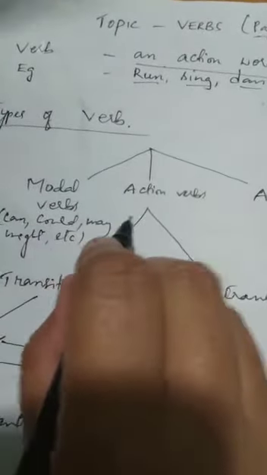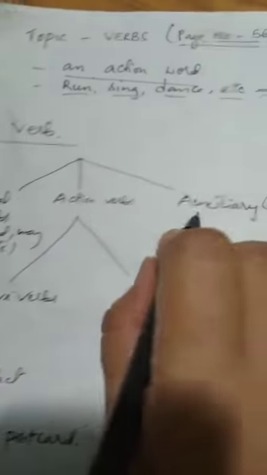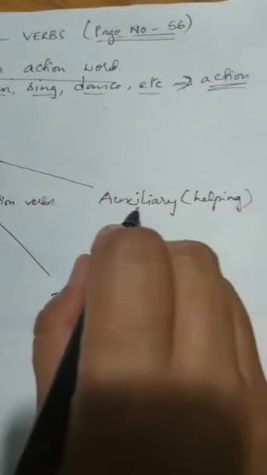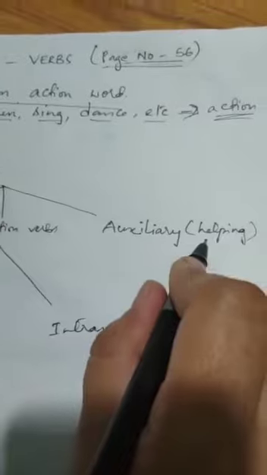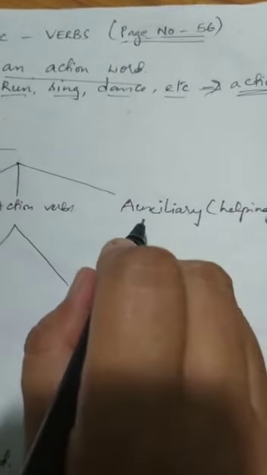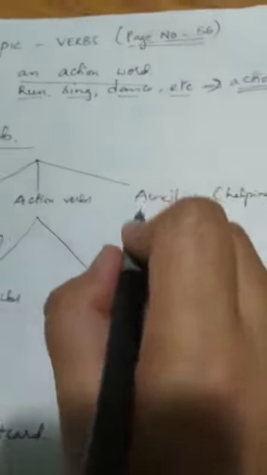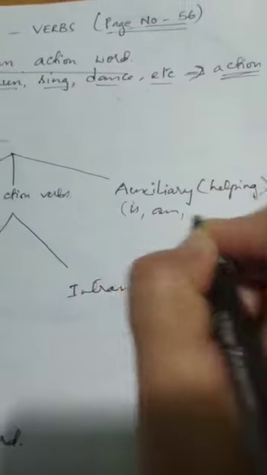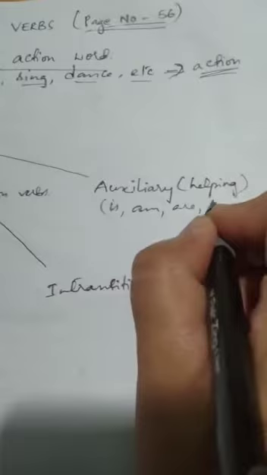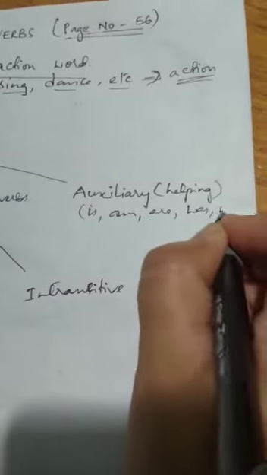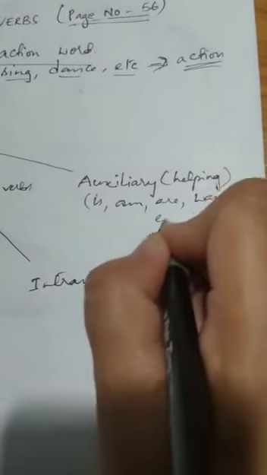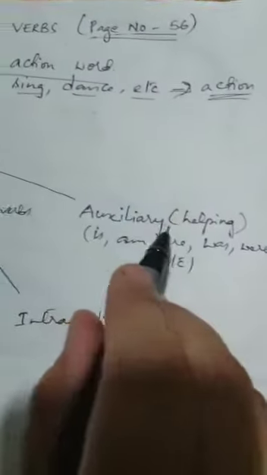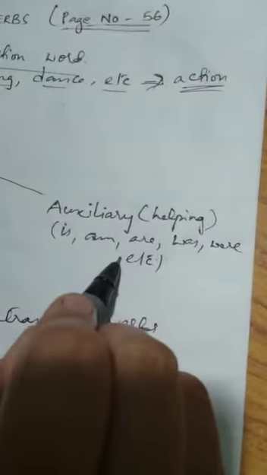Now another form of verbs is the auxiliary verbs. Now by auxiliary it means helping verbs. Now some of the auxiliary verbs that we see every day are is, am, are, was, were, etc. All these are called auxiliary verbs, which means helping verbs, okay?